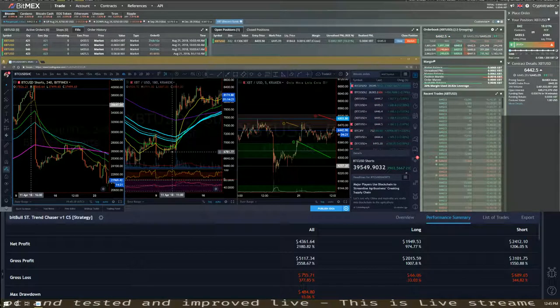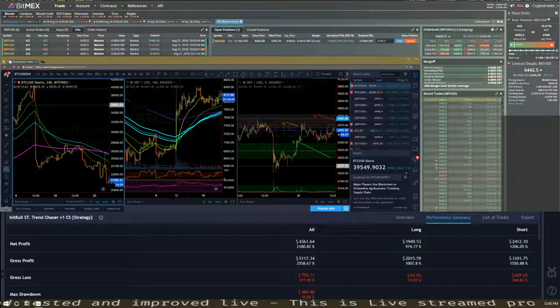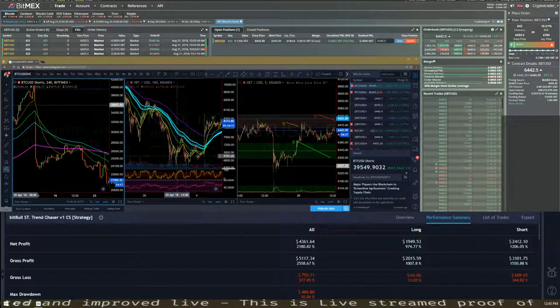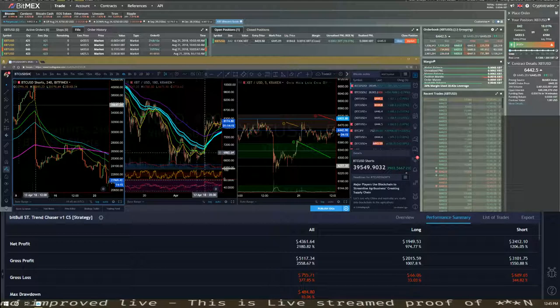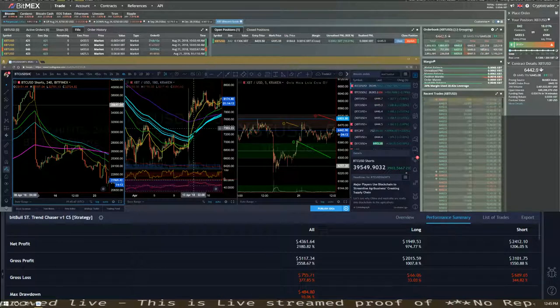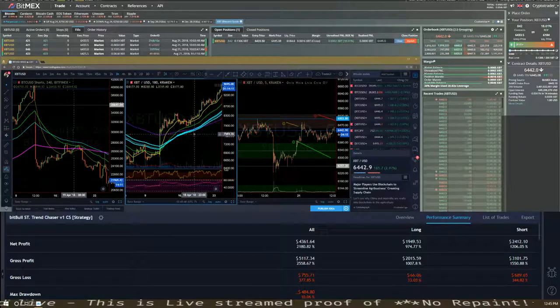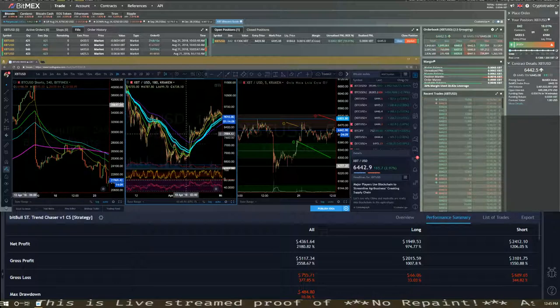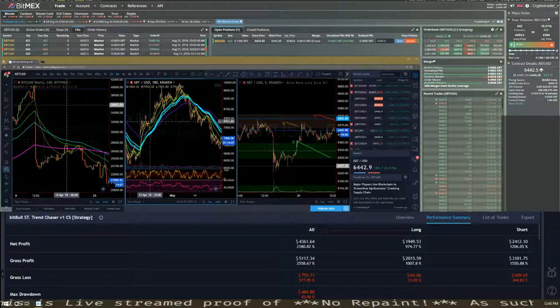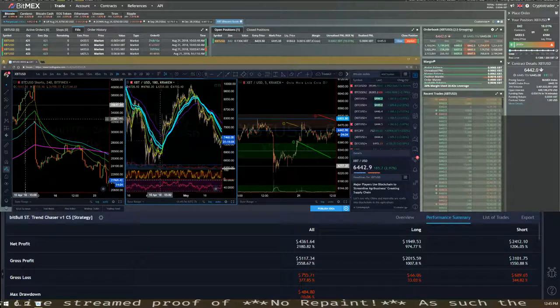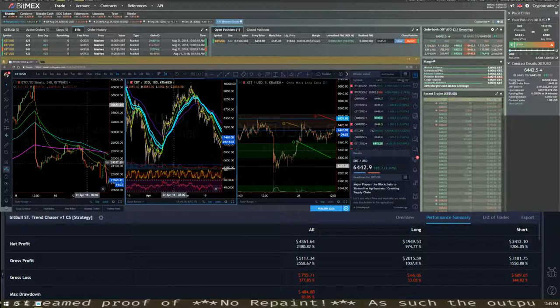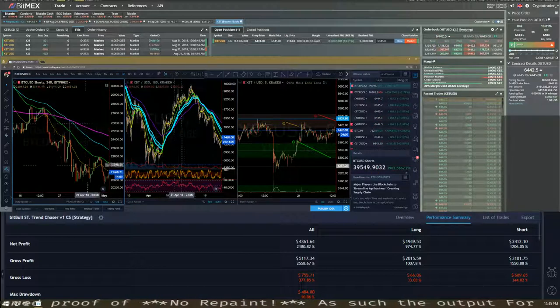And I remember this day. There was a big green candle. I was like, God damn, I made money on that day. Right? I'm always making money when the shorts close. All the way up here, shorts are going all the way back down here.